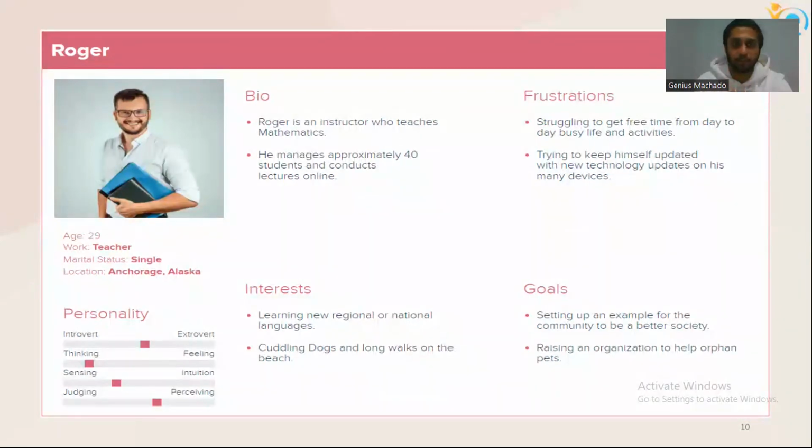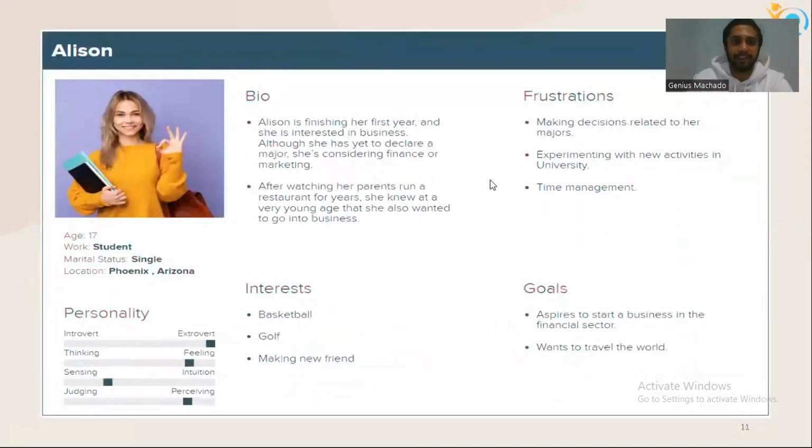He has the ability to grade students and their performance, etc. Moving on to the next one, we have Ellison. She is a student, and she's studying. She's in her first year, and she's interested in business. And her interest in business has brought her to the learning management system, the Quick Learning application, to study and pursue her goals.